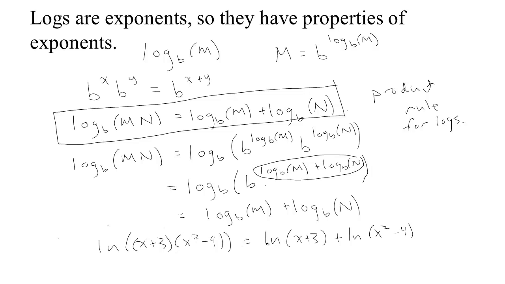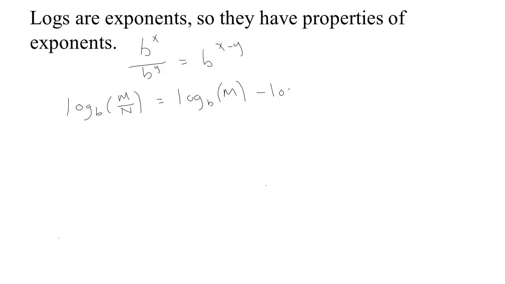Now, another property that exponents have occurs when you divide them. If you take b to the x and you divide by b to the y, we know that that's b to the x minus y. So what that means for logs, if you want to know what exponent you would put on the quotient, then you would just take the difference of the two exponents, right? The exponent of the quotient is the difference of the two exponents. So that would be the log base b of m minus the log base b of n.